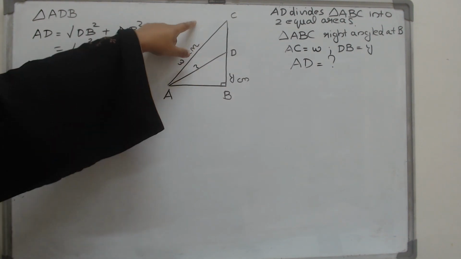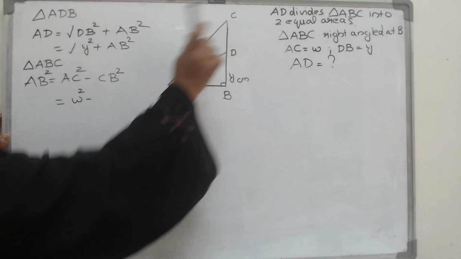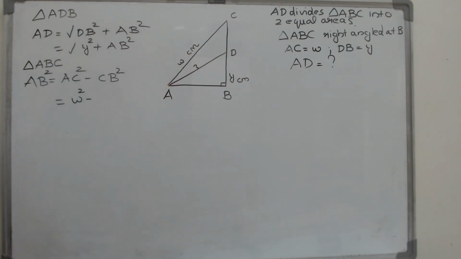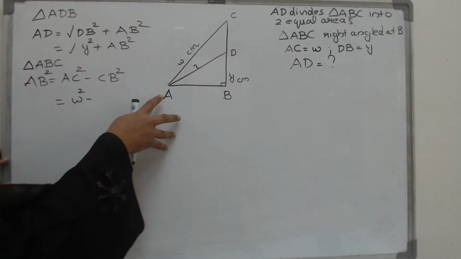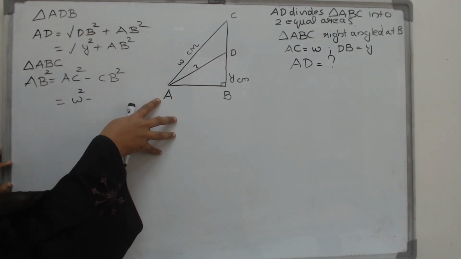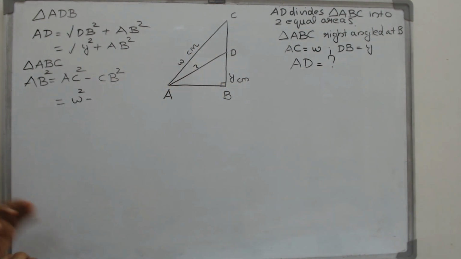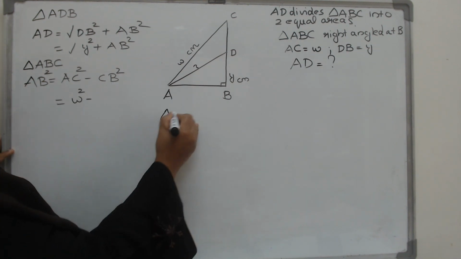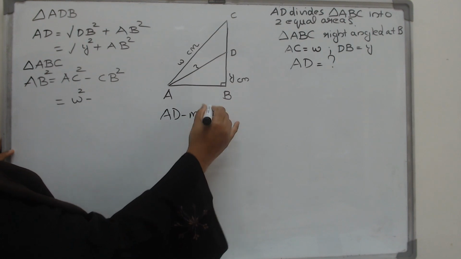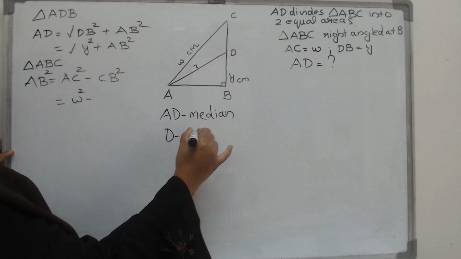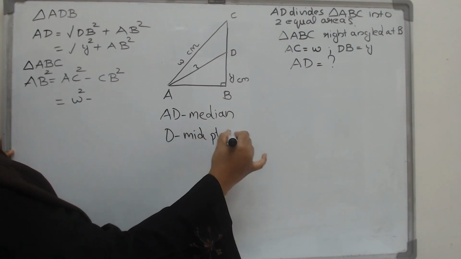Now what about CB? We have an information here. AD divides the whole triangle into two equal areas. Which line segment connects a vertex and the opposite side and divides the triangle into two equal areas? It is the median, which means your AD is the median. What does that mean? It means that D is the midpoint of BC.